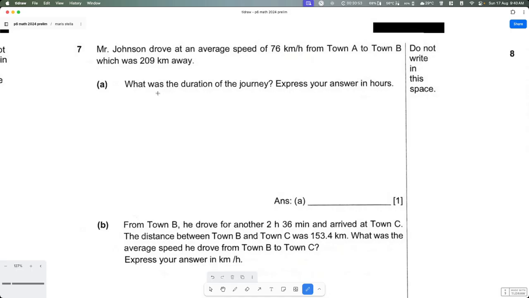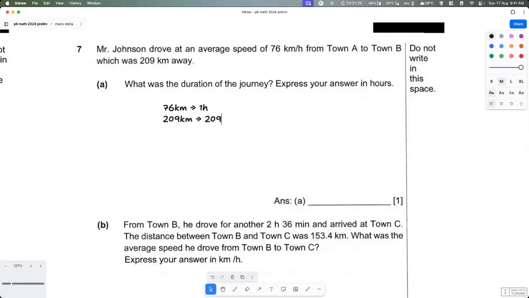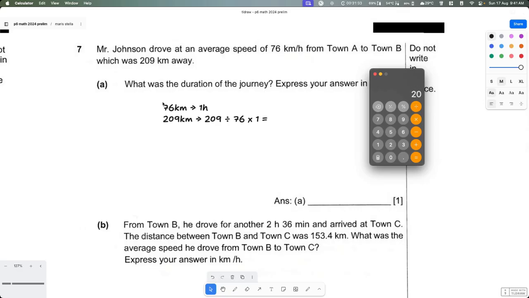Okay, so for this case, if we know that 1 hour is equal to 76 kilometers, so 76 kilometers is equal to 1 hour, then 209 kilometers is equal to 209 divided by 76 times 1. Let's see what the answer is. 209 divided by 76.